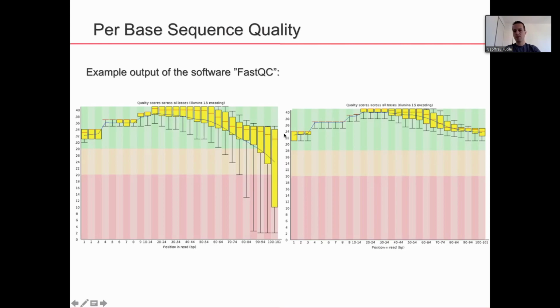And on this sample on the right, we see that we have consistently high quality scores across the whole length of the reads. So this is the type of quality control that one should do.